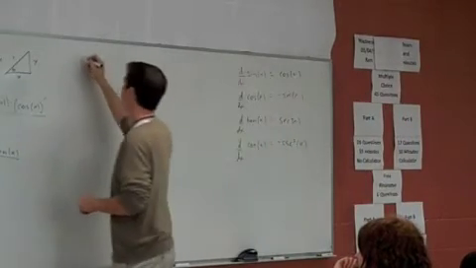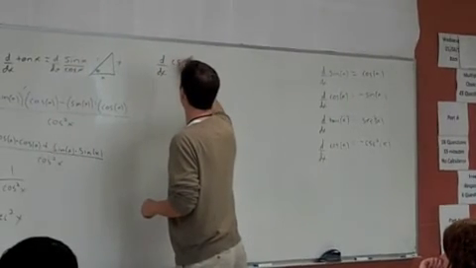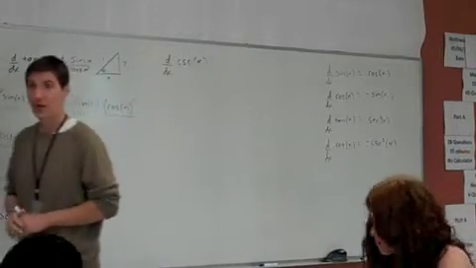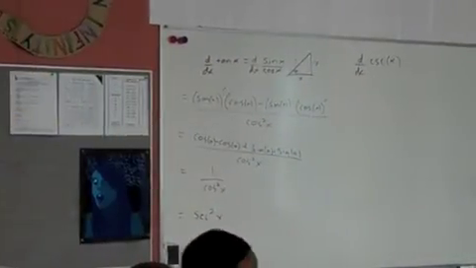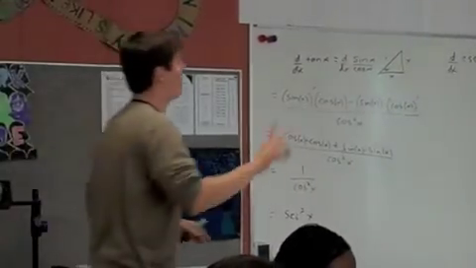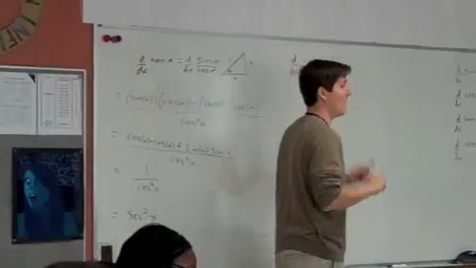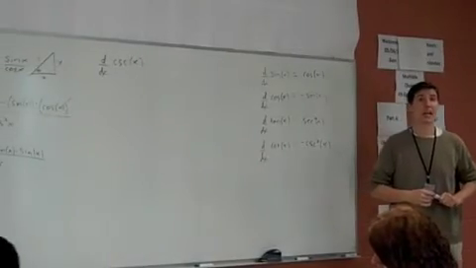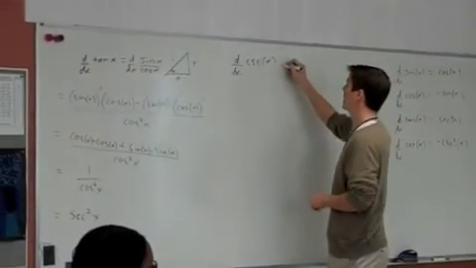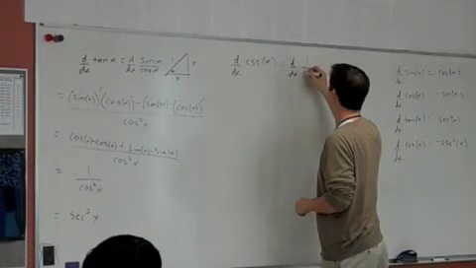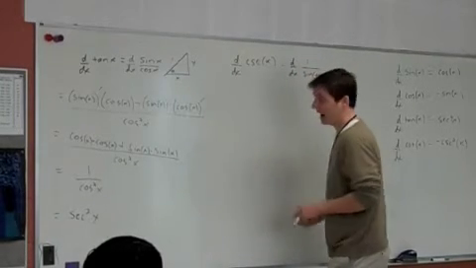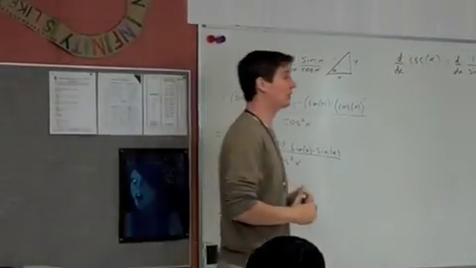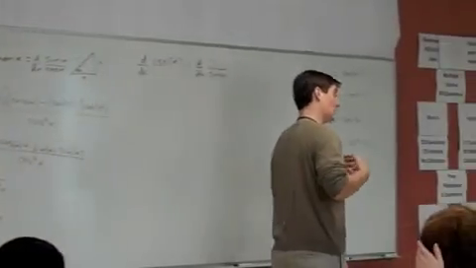Let's do this one. The derivative of cosecant of x. Cosecant of x is the same as... what is it the same as? Not derivative. What is this the same as? How do I remember that cosecant is 1 over sine? I want to take the derivative of 1 over sine of x. If I wanted to take the derivative of 1 over sine of x, what type of problem is this? It's a quotient rule problem.